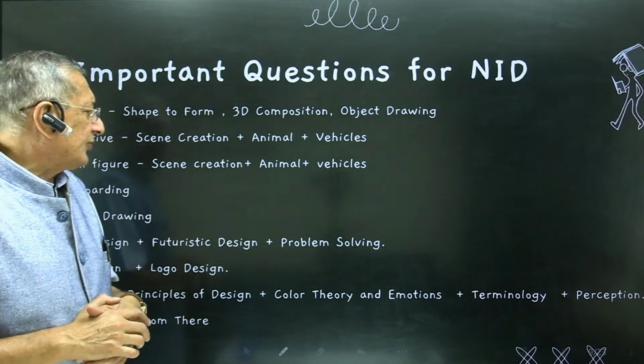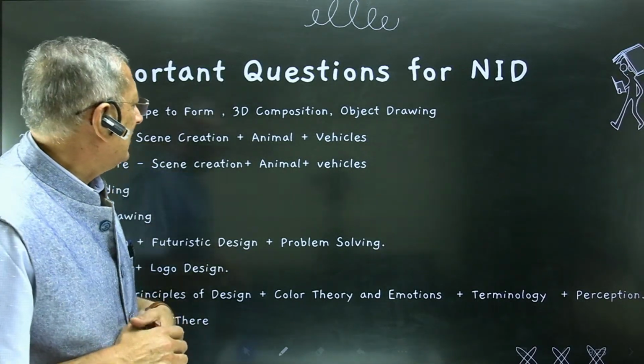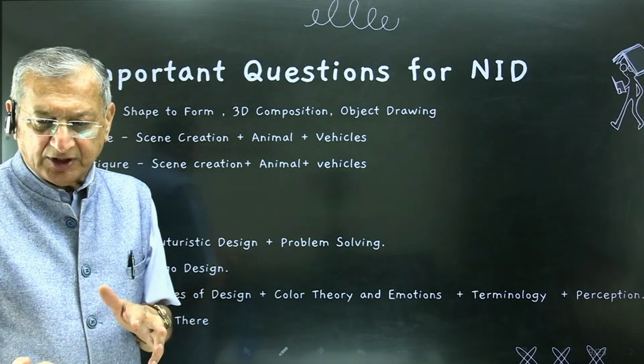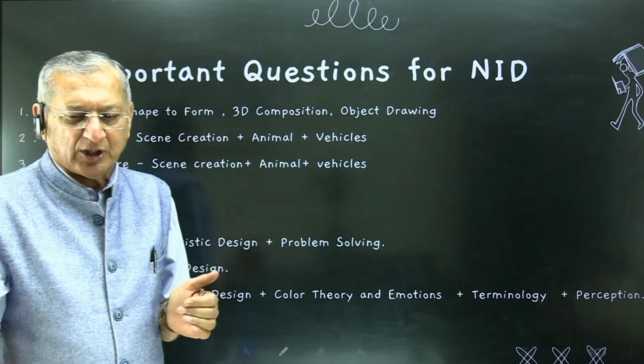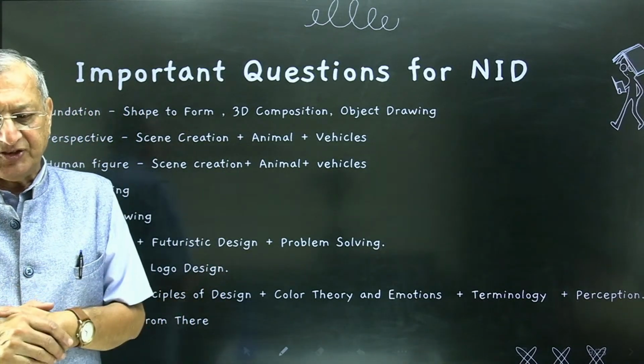Second is perspective, scene creation. Actually, it is scene creation. Why do we say it as perspective? That's the most important part, or the backbone, of a scene creation.